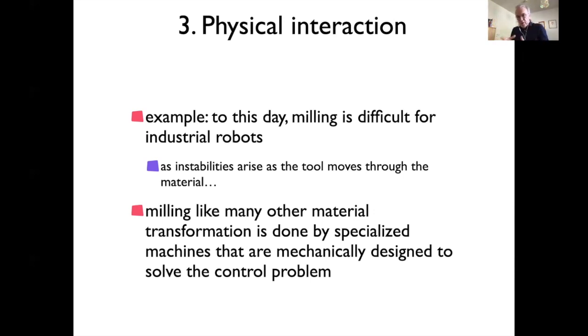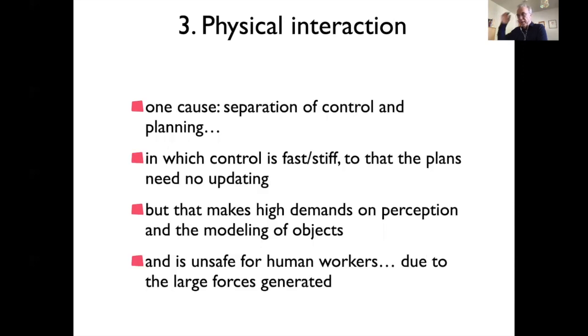This means these are specialized. They are mechanically designed to solve the control problem. The German machining industry is famous for developing all these very specialized machines, which they can sell all over the world. And production companies would be happy to replace them by robots, which would be much more versatile and flexible. But that's very hard because of these control problems. And so that's a real problem for autonomous robotics.